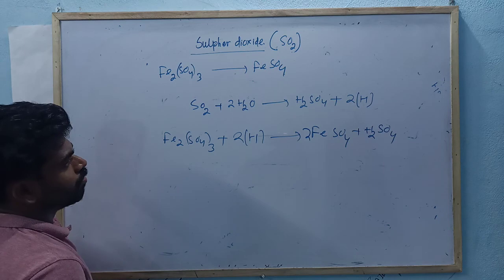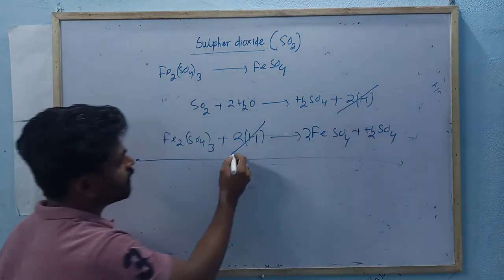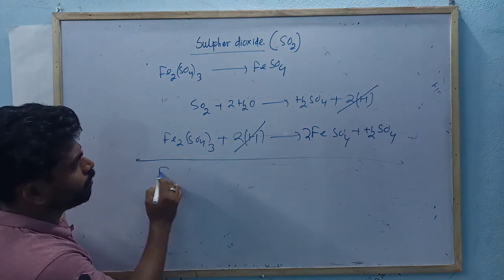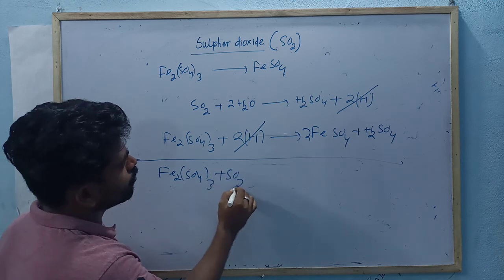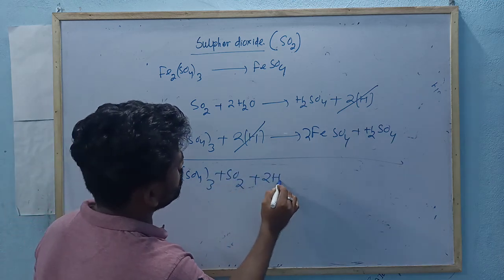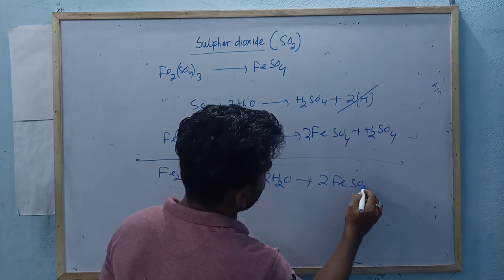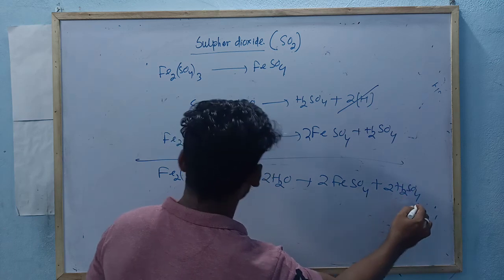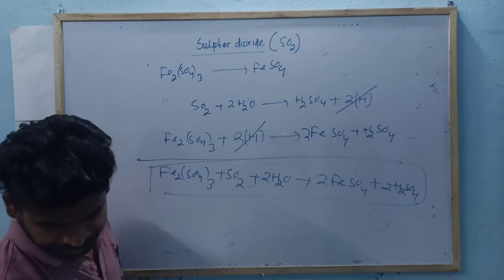Okay, so you just balance this equation, that will be 2 over here. Okay, now what you have to do? Already there are 2 nascent hydrogen, they get cancelled. So the final equation will be Fe2(SO4)3 plus SO2 plus 2H2O giving rise to 2FeSO4 plus 2H2SO4. So this is the final equation. Okay.